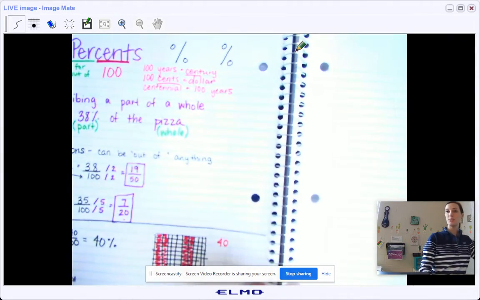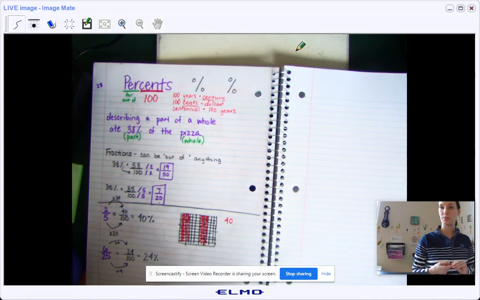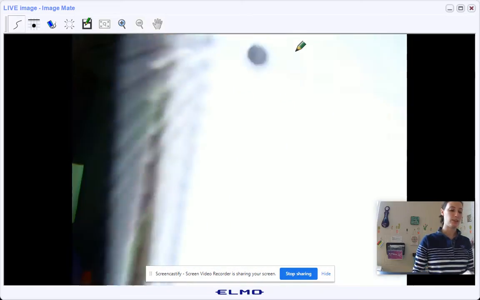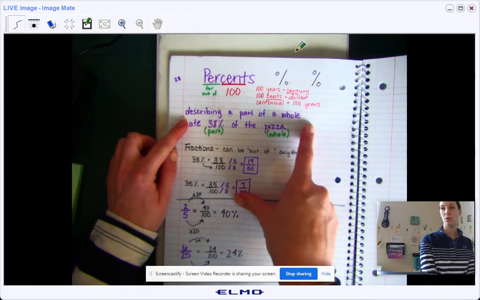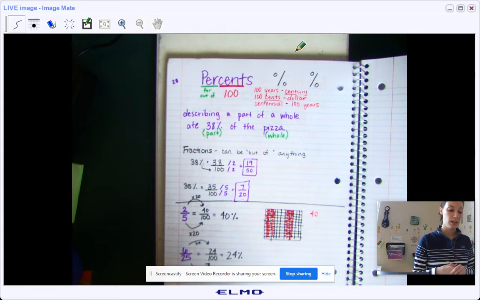Okay, we talked about how to go from a percent to a fraction or a fraction to a percent, and I'm going to talk about what to do when the numbers are not so easy in terms of a fraction. Well, we said that a percent is describing a part of a whole, the same thing that a fraction does. It describes a part of a whole.